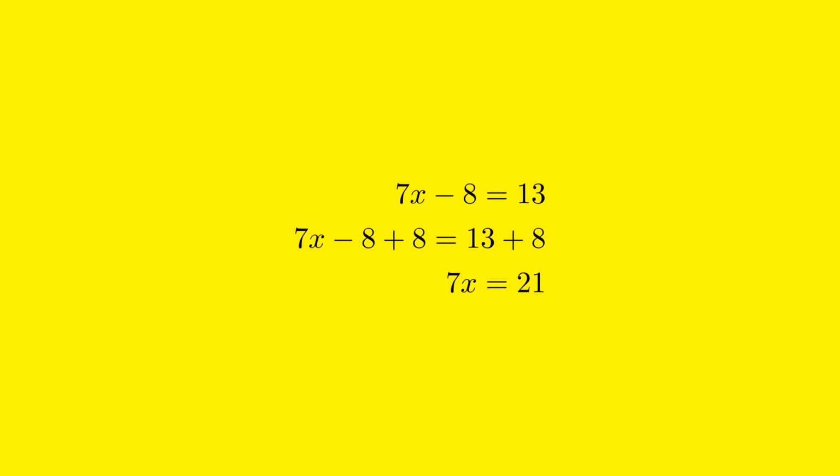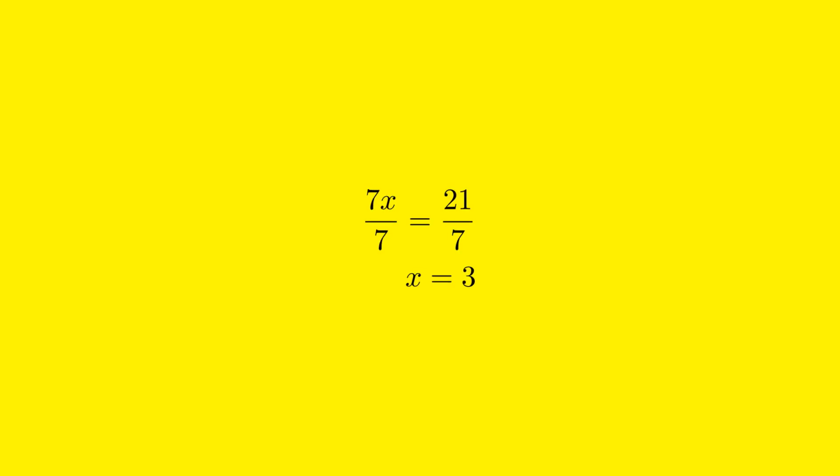On the right side of the equation, we already have 13, and we must add 8 to it as well. So adding 8 to both sides of the equation, we get 7x equals 13 plus 8. 13 plus 8 equals 21. Therefore, after completing the operation, our equation is now simplified to 7x equals 21. This concludes step 1. We have successfully altered the original equation to 7x equals 21 by eliminating the minus 8 term through addition.